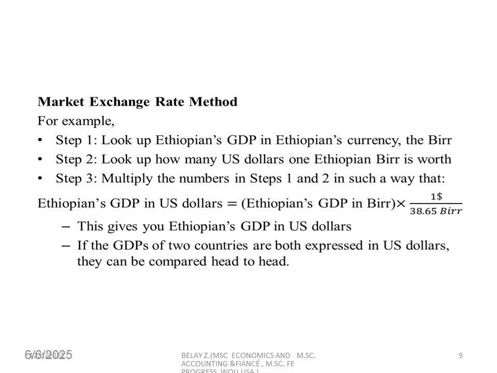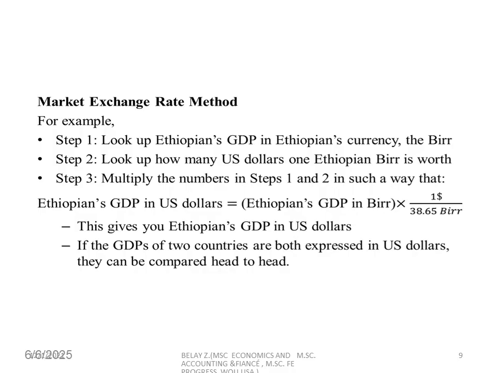Multiply the numbers in step 1 and step 2 in such a way that Ethiopian GDP in USA dollars is equal to Ethiopia's GDP in birr times $1 over 38.65 birr. This is the value from two or three years ago. It's not the current value. Currently, it is around $1 over 136 Ethiopian birr. This gives you Ethiopia's GDP in USA dollars.